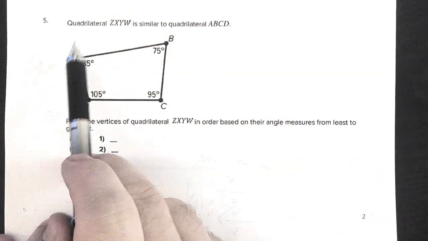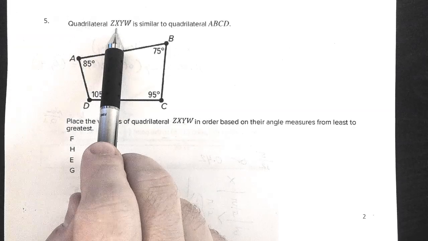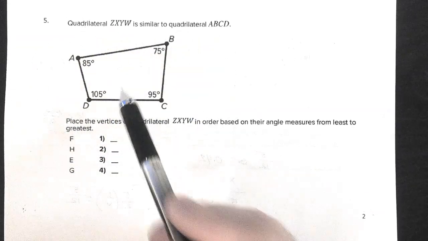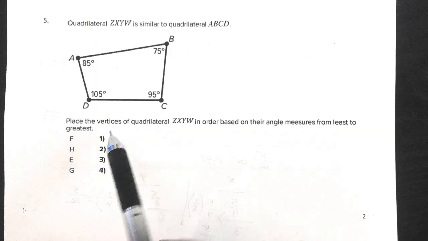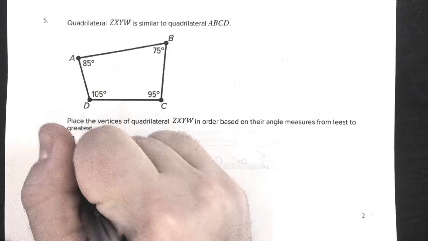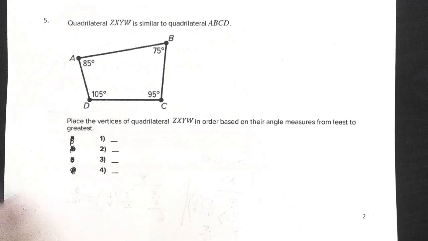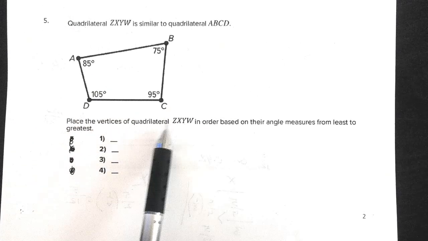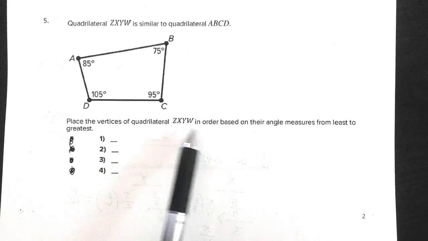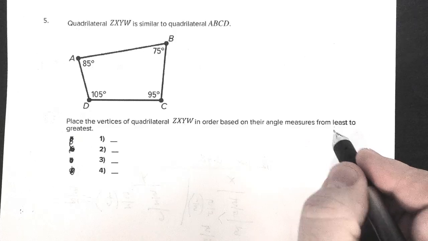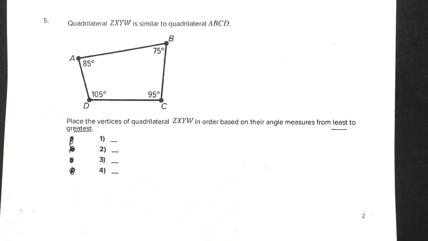All right, number 5. Quadrilateral ZXYW is similar to quadrilateral ABCD. The ABCD's down here. And here's one of our typos: these letters got over here. Don't know how. They have nothing to do with it. It says place the vertices of quadrilateral ZXYW in order based on their angle measure from least to greatest. Okay, so you're like, well, this is A, B, C, D.